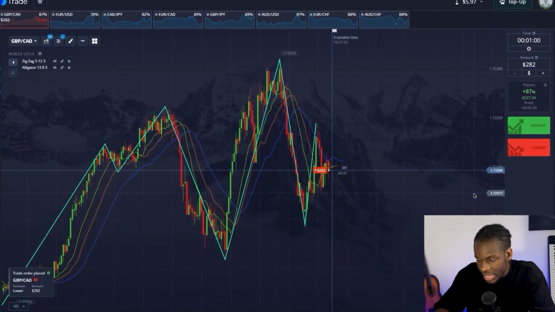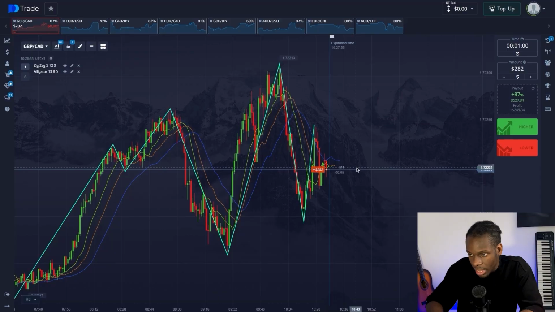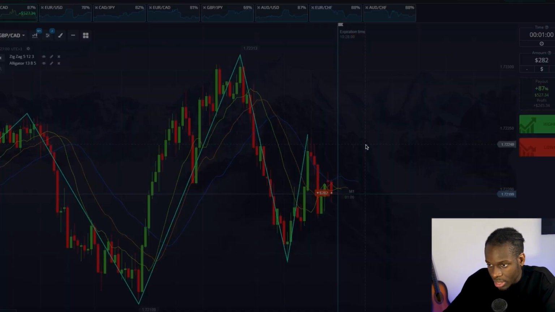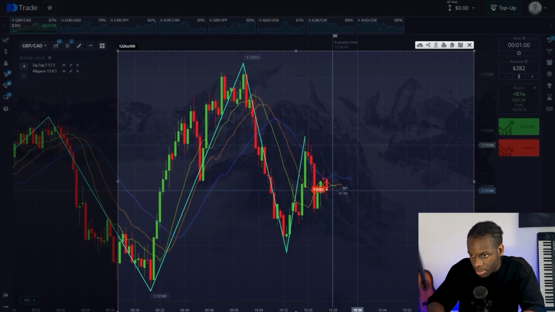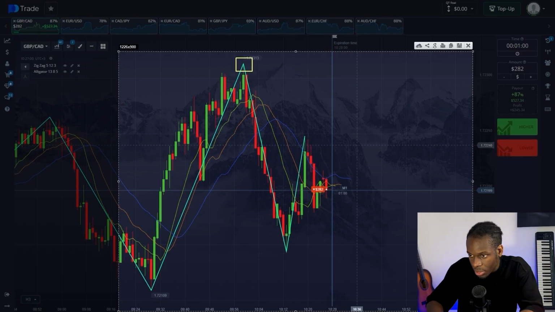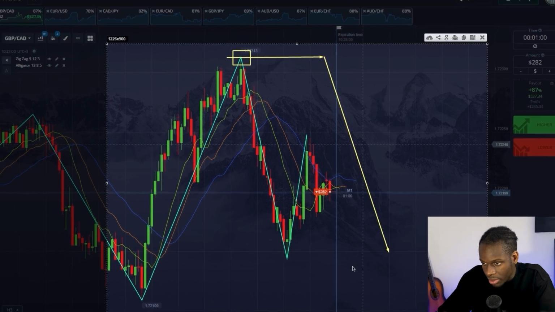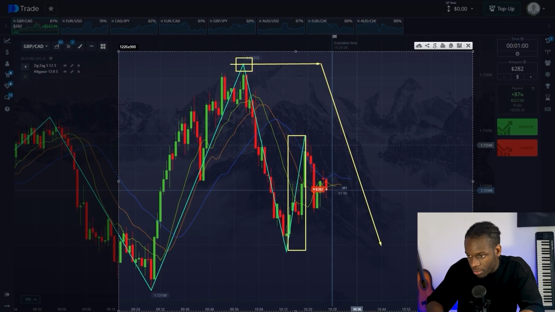Okay guys, so we're taking a sell here. And as we can see, the market is in a downtrend. We can see the local maximum has been updated right here. And so we can expect price to go further down.